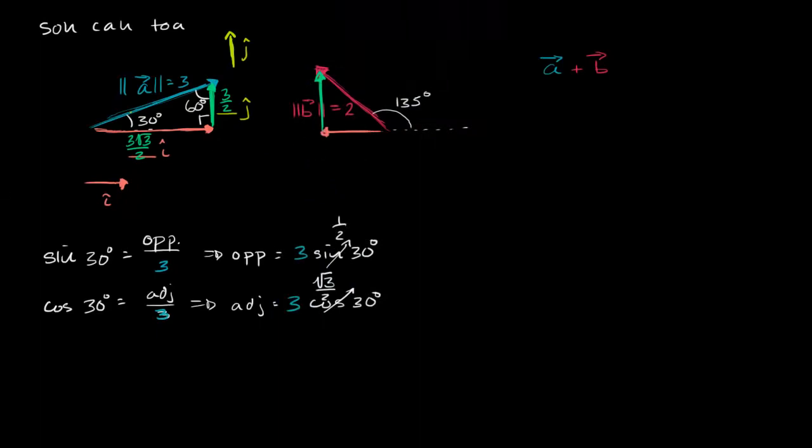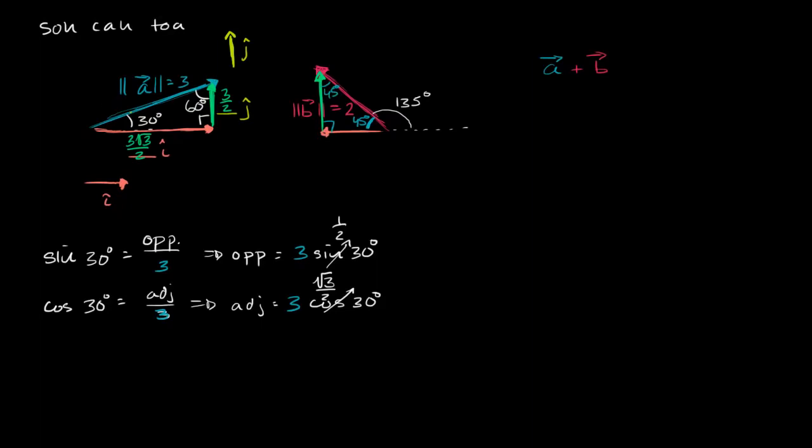Now this triangle, you might say, well, what's the angle? What angles do we know about it? Well, this angle right over here is supplementary to this 135 degree angle. So this is a 45 degree angle. This is 90, so this is 45. So this is a 45, 45, 90 degree triangle.